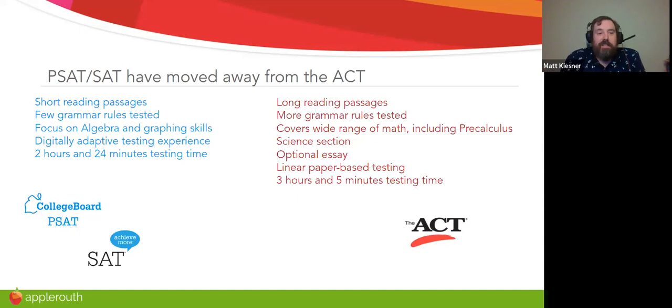And the SAT is 2 hours 24 minutes of testing time, and the ACT is 3 hours and 5 minutes, right? So that's without the essay. So it's a longer experience. I would say that the choices that the College Board has made with the PSAT and SAT seem to be more student friendly. They've taken a lot of the grievances about standardized testing, that it's long, it's boring, and by being digital and adaptive, they've tried to reconcile those.